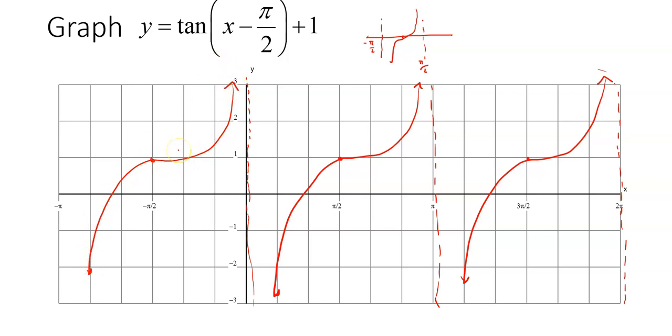All right, so there's my tangent function. For each of these, the first thing you do is look at the parent function. Does it look like a sine, a cosine, a tangent? See which way it moves left and right. Check the period. Check the vertical shifts.